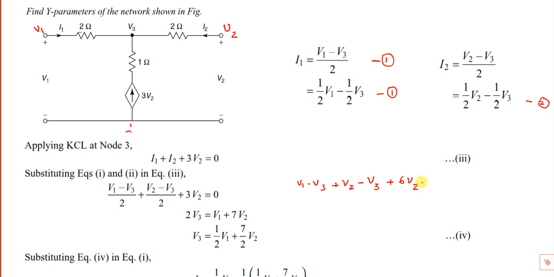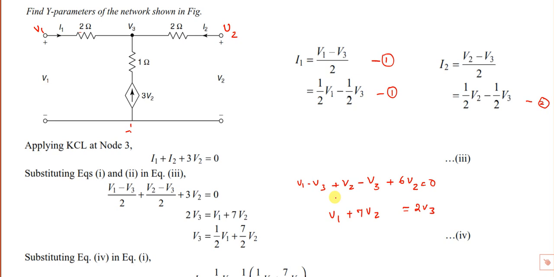6 V2 is equal to 0. So this will give you V3, how many V3 are there? 2 V3. So that I will bring to the right side. We are left with V1, 1 V2 and 6 V2 is 7 V2. 2 V3 is equal to V1 plus 7 V2, and V3 is equal to, divide by 2 once again. 2 V3 is this much, so 1 V3 is divided by 2. So V3 equals 1/2 of V1 plus 7/2 V2.